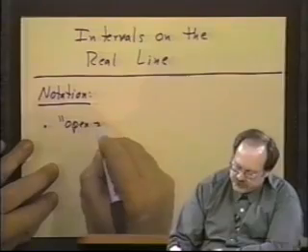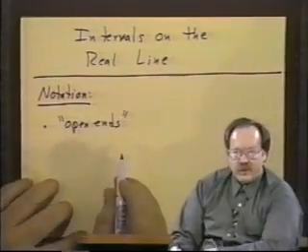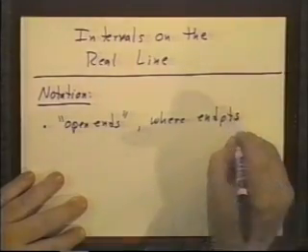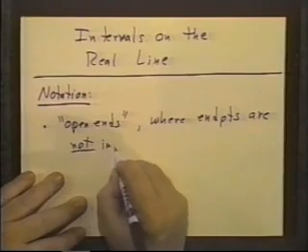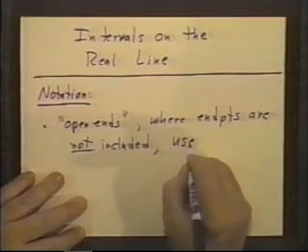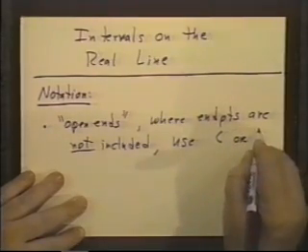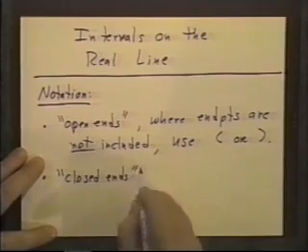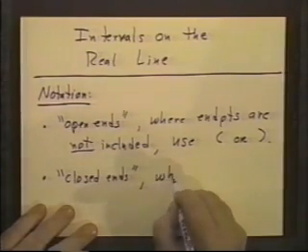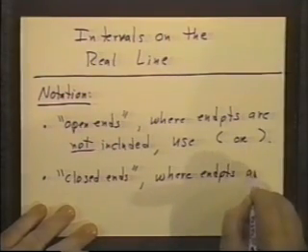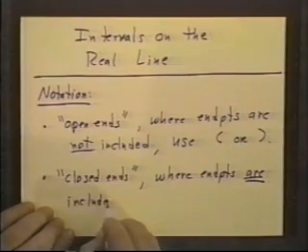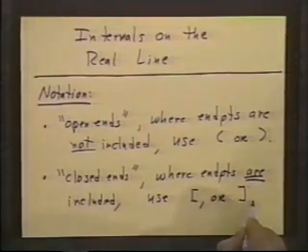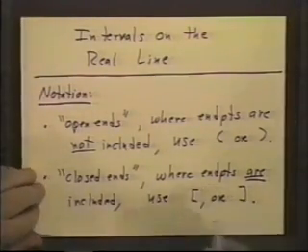Open ends, you've seen from the previous examples, is sometimes we don't want to include the number at one end of an interval. Open ends, where, say, endpoints are not included, as you saw in the previous examples, we will use either an open parenthesis on the left or an open parenthesis on the right. Similarly, for closed ends, now these are endpoints that will include the point at the end. This is where endpoints are included. We will use another notation, square brackets, or square brackets going the other way. So these are the common accepted standards for this kind of notation.